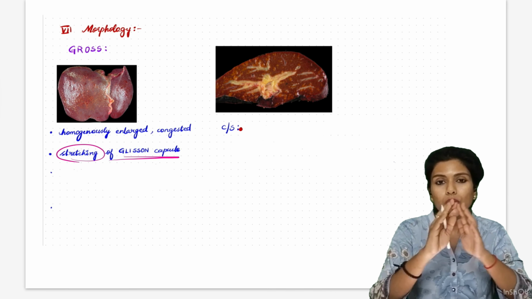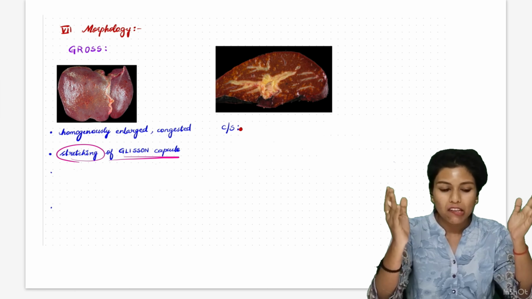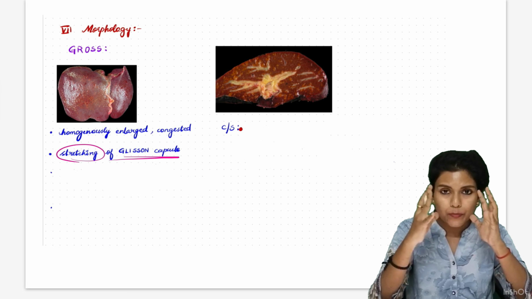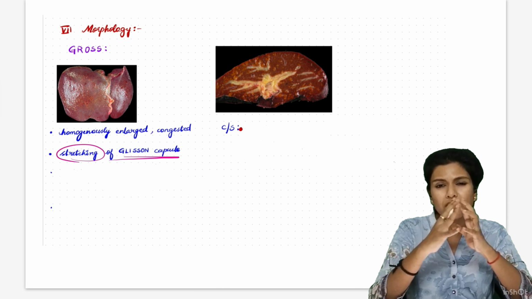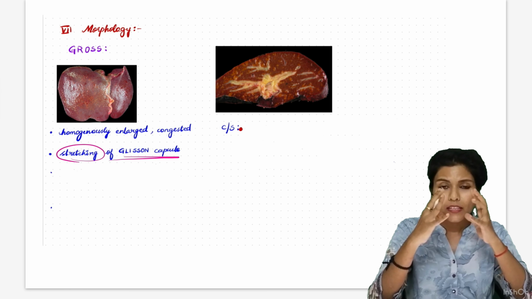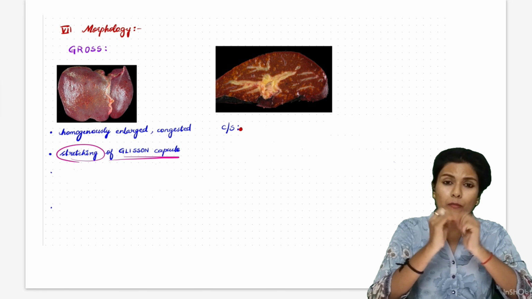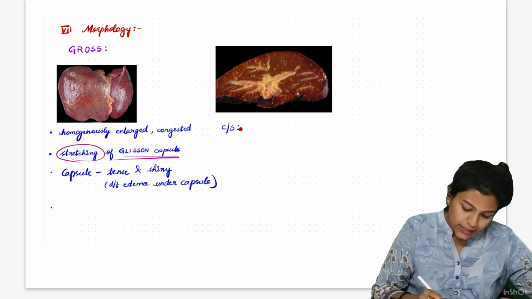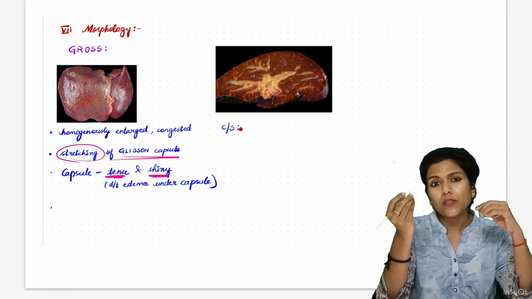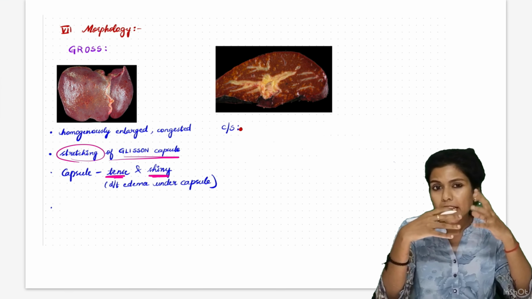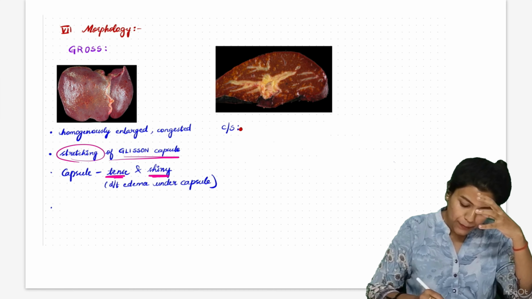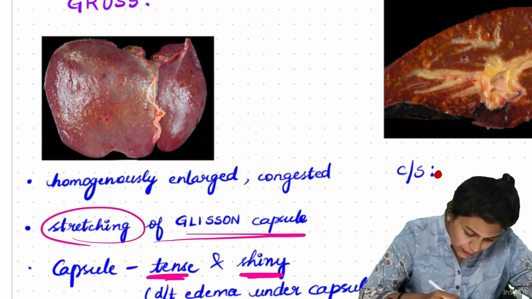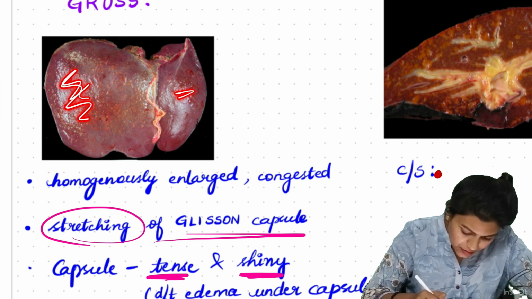Glisson's capsule is the outer fibrous covering of the liver. When the liver enlarges, it will bulge. It will create a tension and stretch the capsule covering it. So that is called stretching of the Glisson's capsule. Because of this stretching, the capsule appears tense and shiny. Shiny because, due to inflammatory mediators, there can be edema under the capsule. Here, see the surface, it appears shiny.